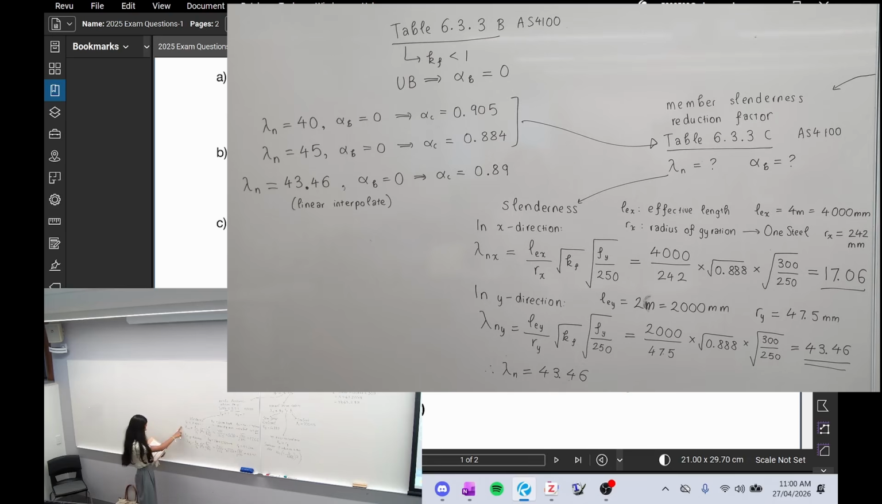So now we have two slendernesses. Which one do we want to use? In this case, we want to take the maximum one, so the bigger of 17.06 and 43.46. Obviously 43 is bigger, so our final slenderness we're going to take as 43.46. So now we've found the first thing we need to use this table. Now we also want to find alpha B.